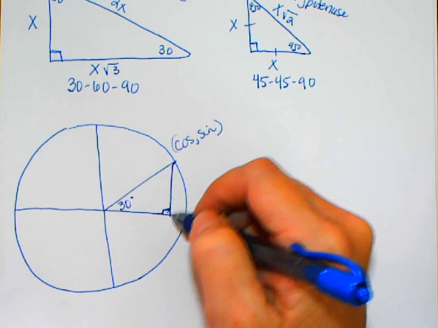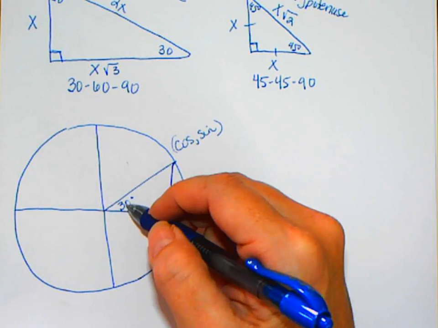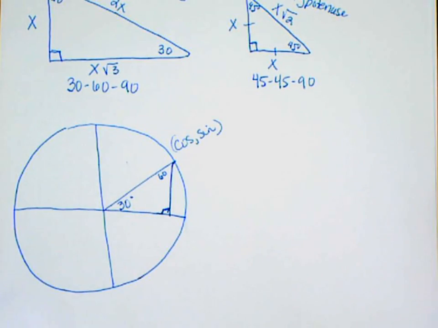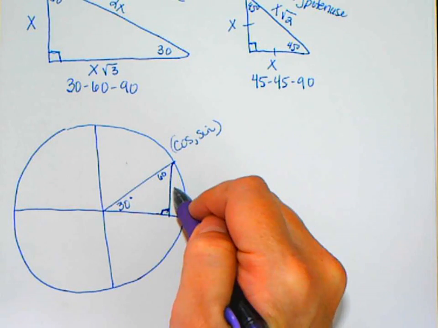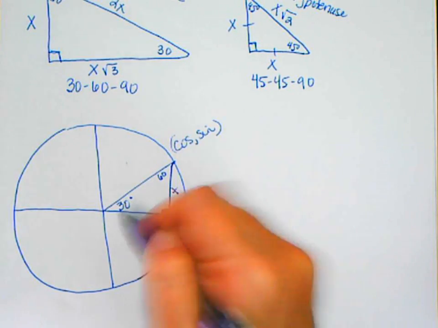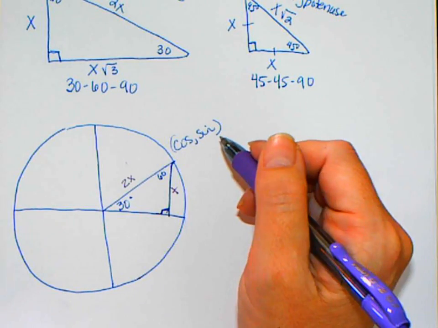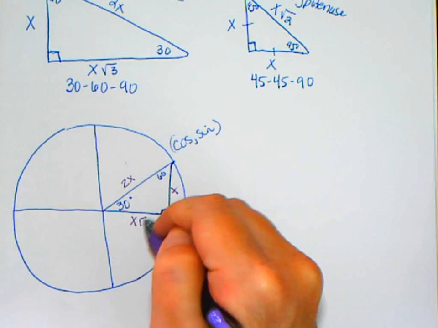So I know the side directly across from that is the hypotenuse. And this is 30 degrees. This angle must be 60 degrees. So if the side across from the smallest angle is x, because this is a 30, 60, 90, the hypotenuse is 2x, and the side across from the 60-degree angle is x square root of 3.